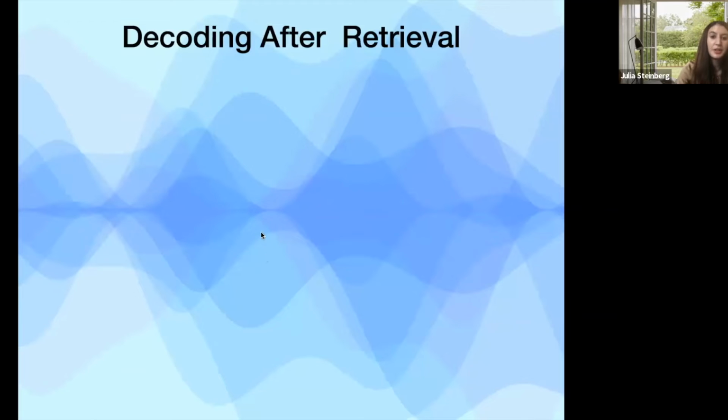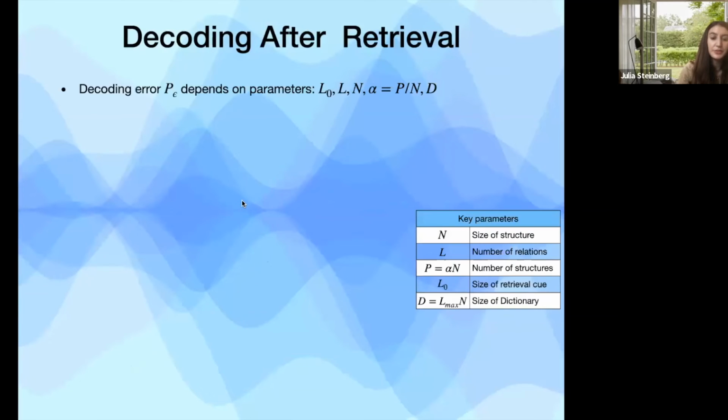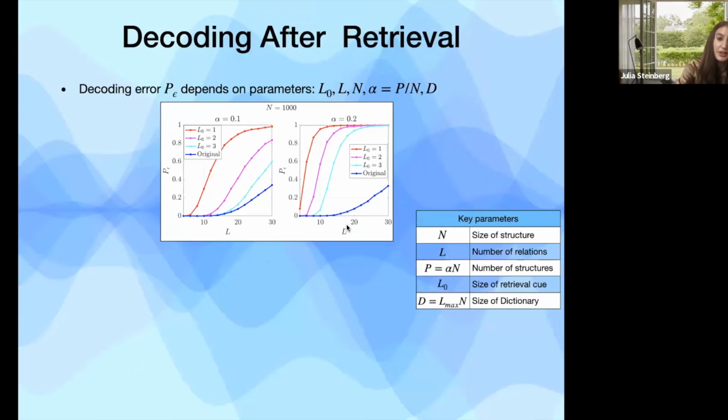So now for the decoding after retrieval, decoding error depends on several parameters. It depends on the size of the retrieval cue, the number of relations in the structure, the number of neurons N, the memory load, which you can define as P over N, and the size of the dictionary. Just as a summary, right here I list all the key parameters so you can remember what they are.